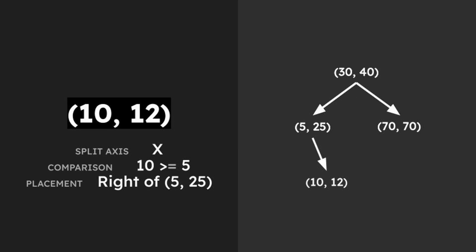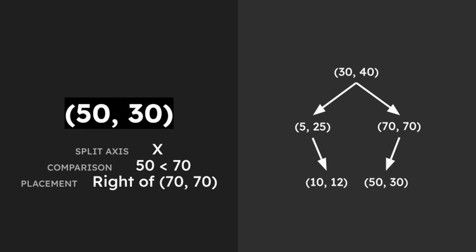Inserting (10, 12). Depth 2 means we split on x. We compare 10 to 30 from the root, go left to (5, 25). Then compare 10 to 5. At depth 3 we'd split on y, so we go right of (5, 25).